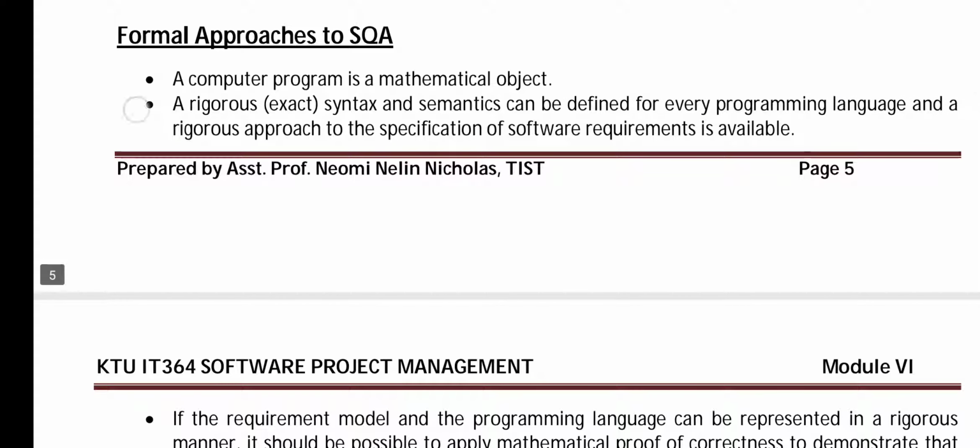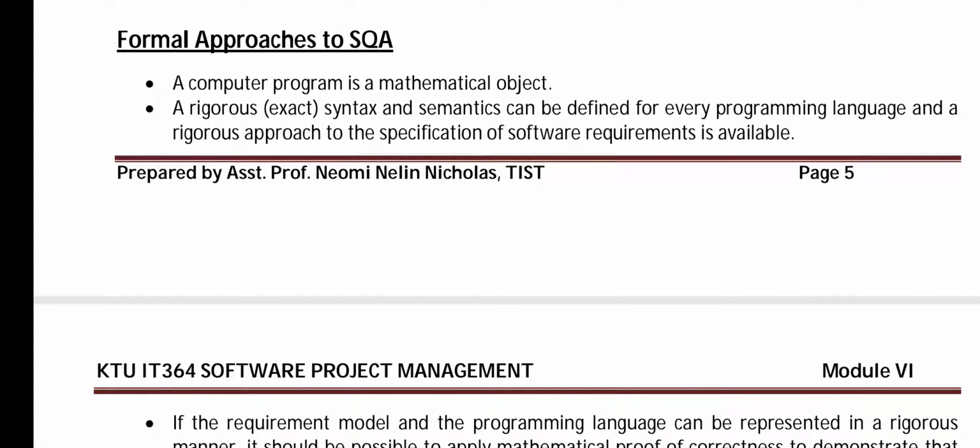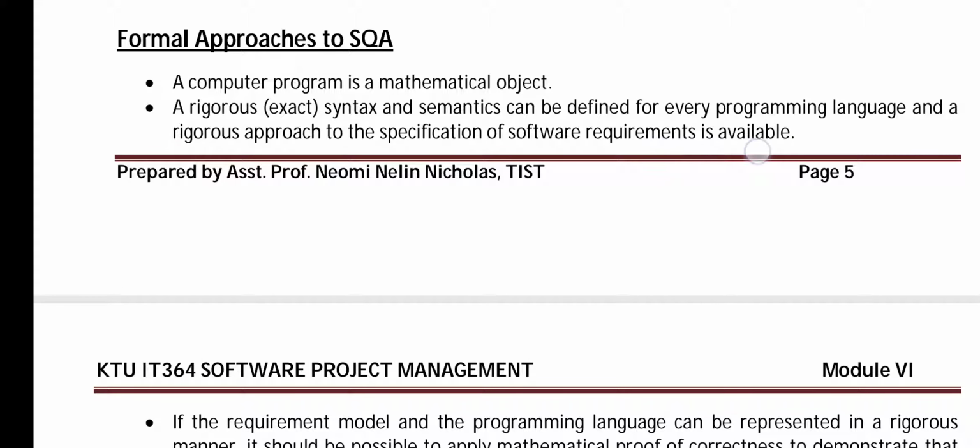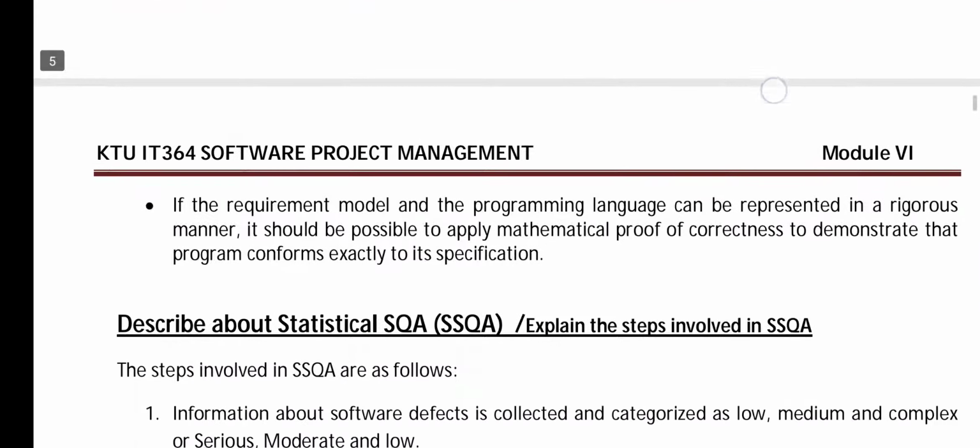Next is formal approaches to SQA. So formal means using some mathematical expression. How do you go about this SQA? A computer program is a mathematical object, rigorous or exact. Okay, rigorous means exact syntax, that is the mathematical formula also, and semantics. Syntax and semantics can be defined for every programming language, and a rigorous approach to the specification of the software requirements is available. So for every programming language, you can have a syntax and semantics, and for every requirement there can be a rigorous approach. Okay, a formula based approach for that.